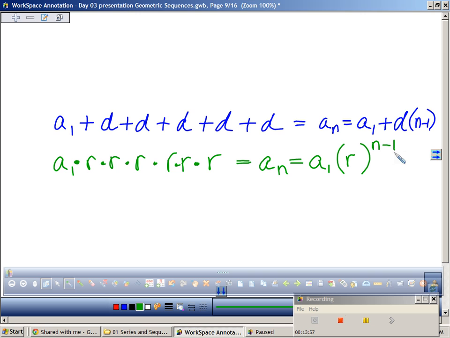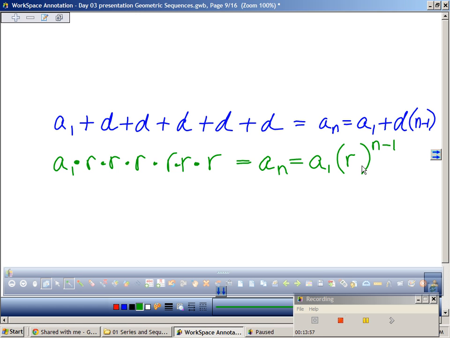Do you see it now? No? On this one, this is A sub 1. How many D's do I have? I have one less because of the first one I started with. Right? Because instead of adding them all up, the easier thing to do is to multiply them by how many you have. This one is the same thing. A sub 1, but now I'm multiplying R by how many? I have as many as I have in front of me minus the first one.